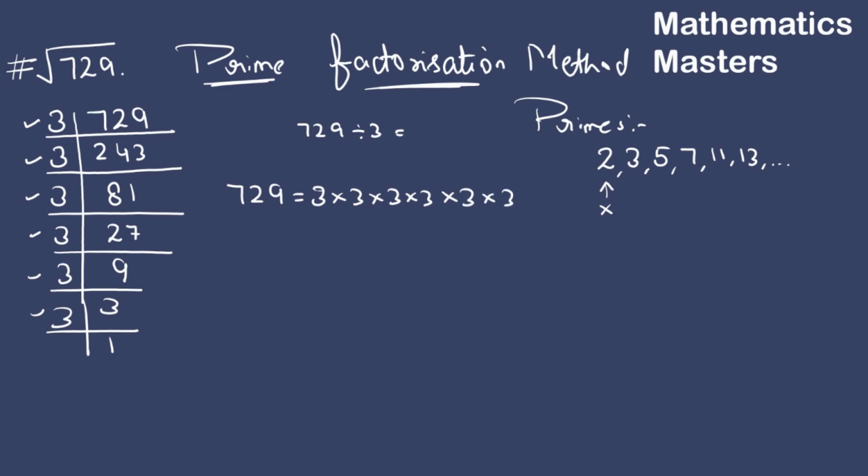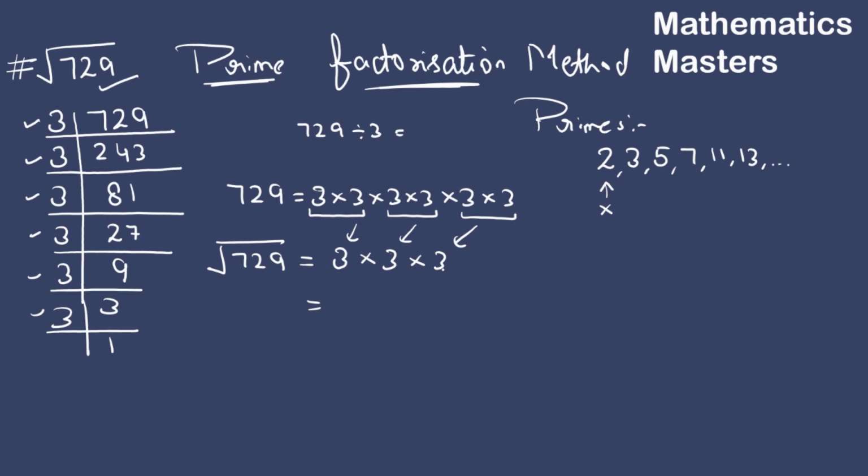Now we need to calculate the square root of 729. So we'll write the square root of 729. While calculating the square root, we'll make pairs of two numbers. So we'll make the pairs of the 3. And because we are calculating the square root, we'll take one number from each pair. So one 3 from here, one 3 from here, and one 3 from here.